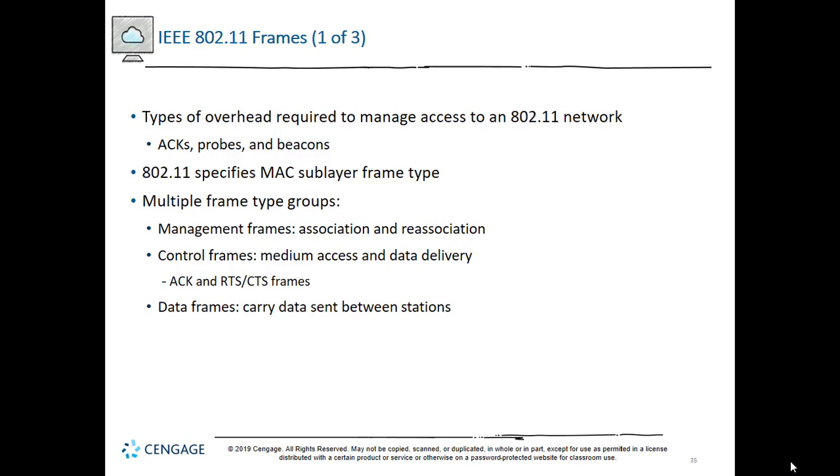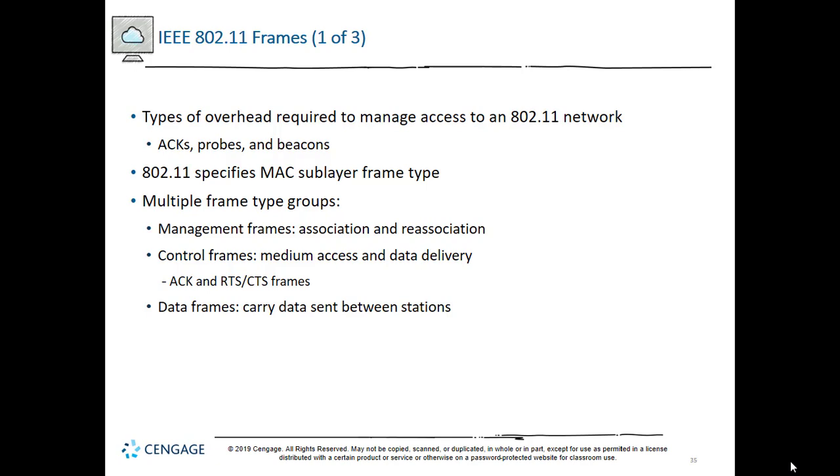Management frames, which are involved in the association and the reassociation. Control frames, which are related to medium access and data delivery. Examples of this type of frame might include an acknowledgement and the RTS, the request to send, and clear to send frames. And then data frames, which are responsible for carrying data between nodes.